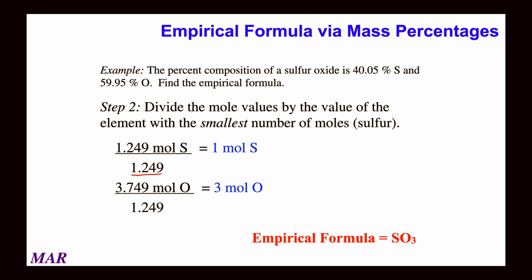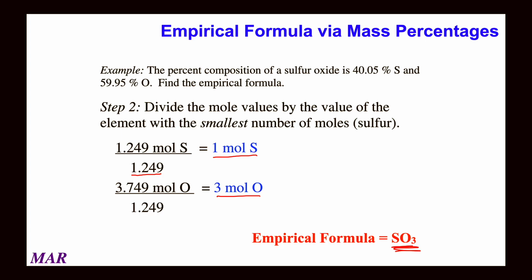And 1.249 divided by 1.249 is exactly 1. That's easy. In your calculator, 3.749 divided by 1.249 comes out to be almost exactly 3. 3 oxygens per 1 sulfur. That's a formula. SO3 is the empirical formula of this compound.